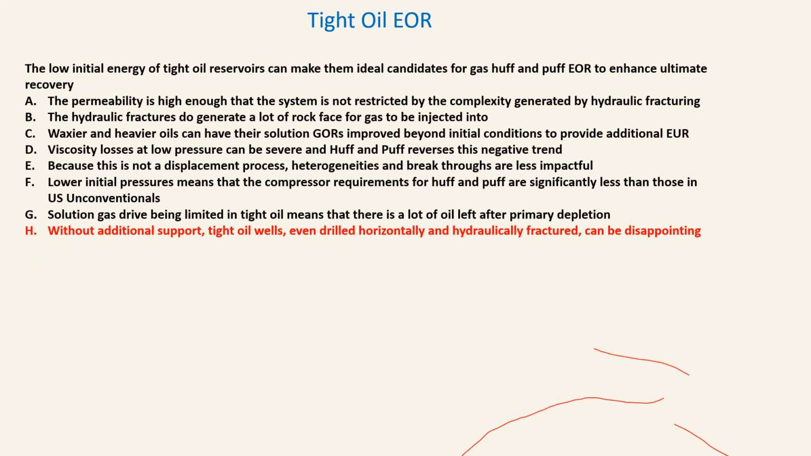It's not a displacement process. So heterogeneities in your tight oil don't kill your project immediately like they would with a displacement process. Instead, you just have to manage your injection in order to make sure you get enough into the matrix rock around your well bore. And then a huge advantage to tight oil reservoirs abroad is that since you're not overpressured and you're not so deep, your compressor costs are much lower than they would be in the United States.